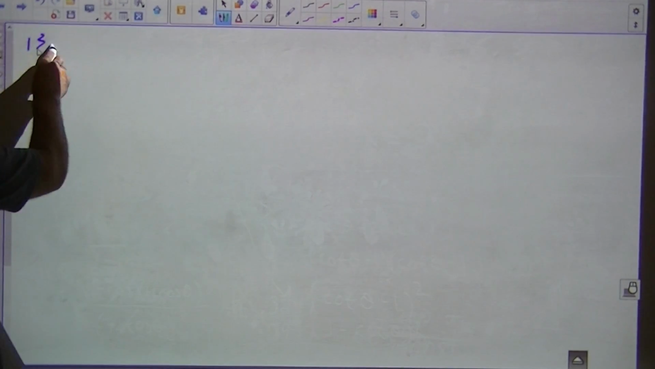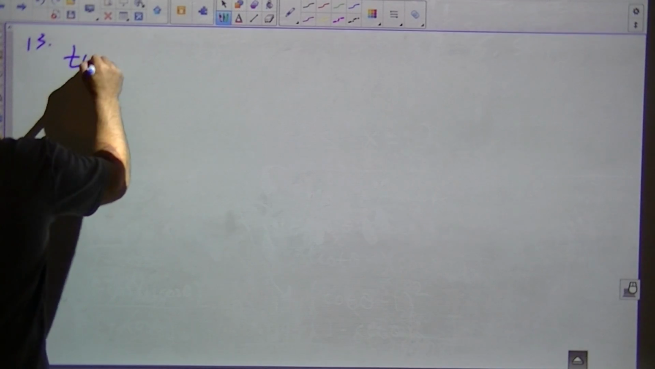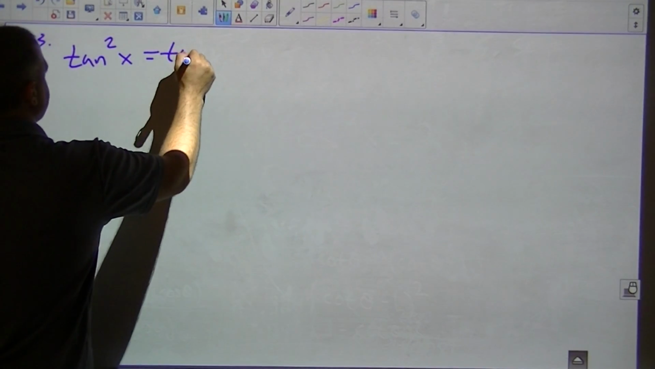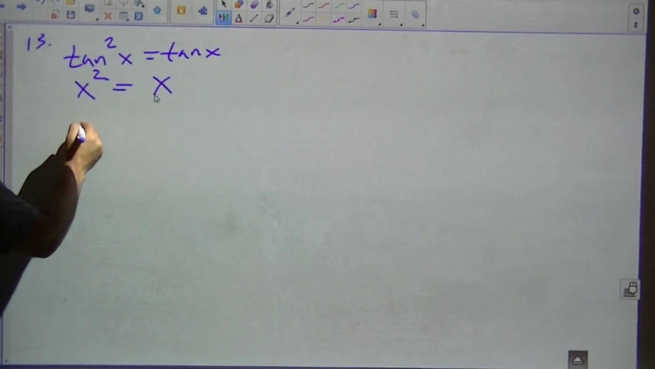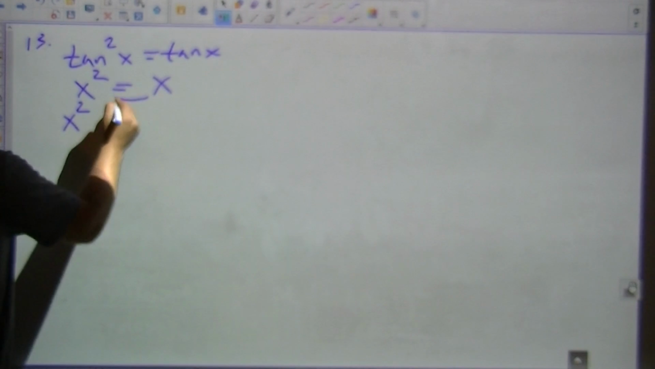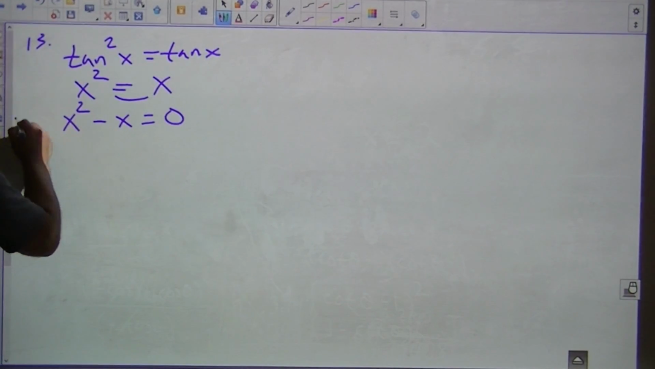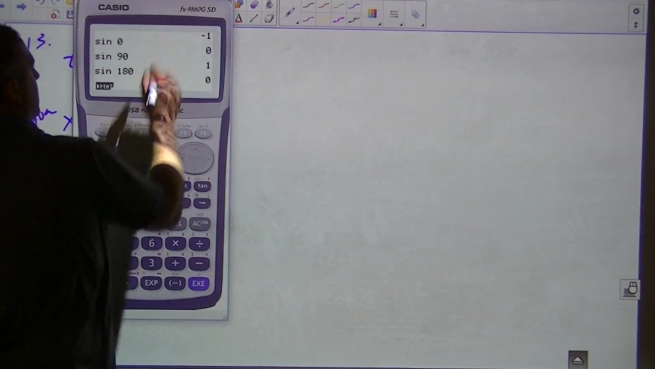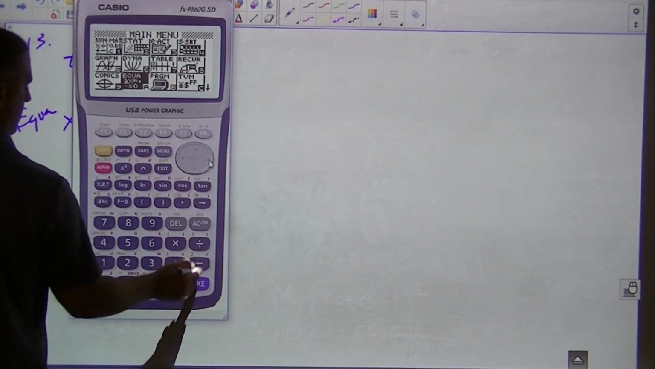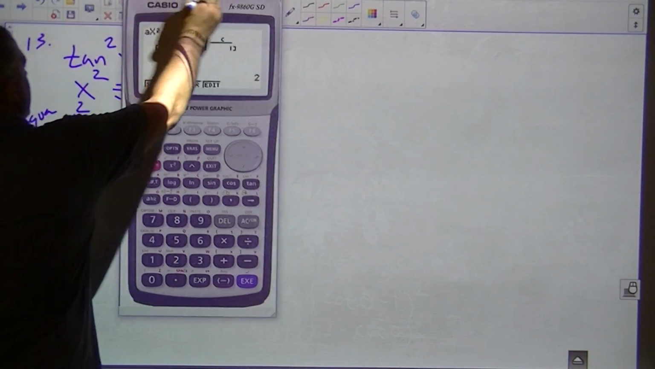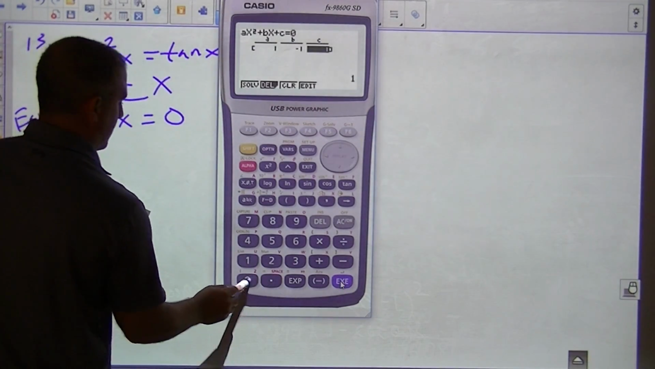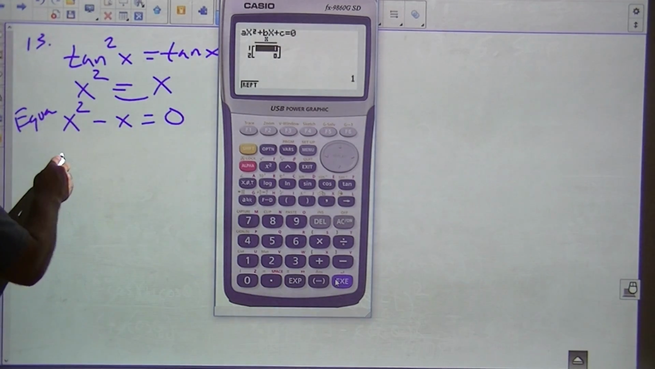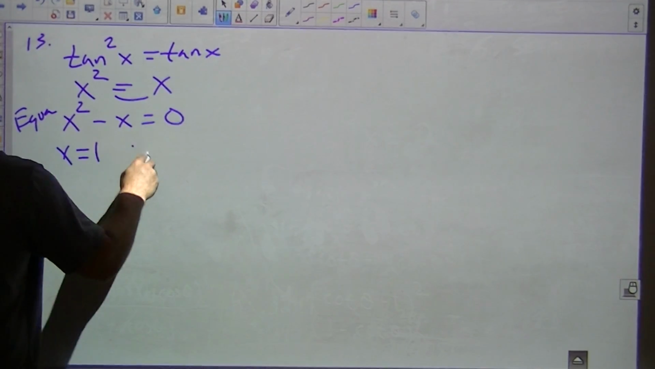Okay, 2 more problems and we're done. All right, so 13, you got tan squared of x equals tan x. I'm going to sub out. Now what I got to do is move this back over, so that when it moves back over, it'll be negative x. I got to go to equa to figure this out. Okay, now the number in front of x squared is 1, the number in front of x is negative 1, and the standalone number is 0. Okay, so what I got is x equals 1 and x equals 0.